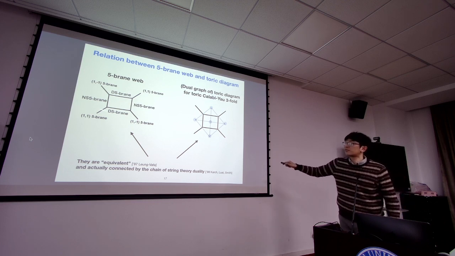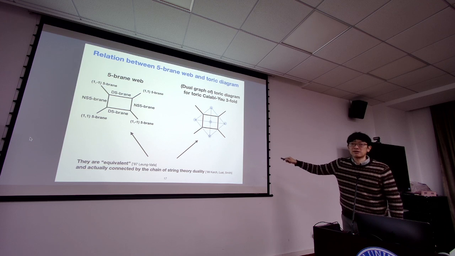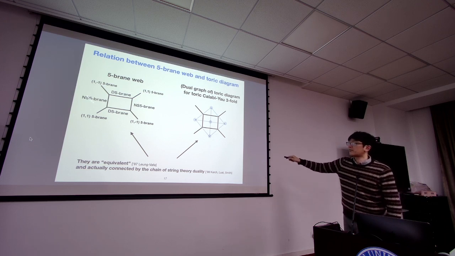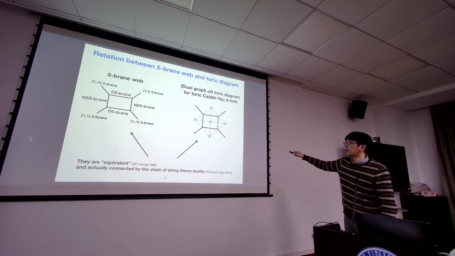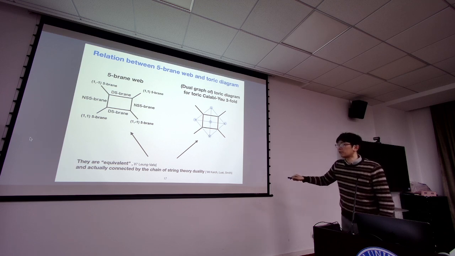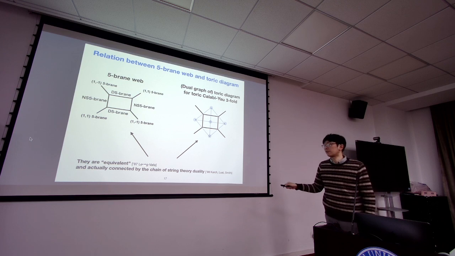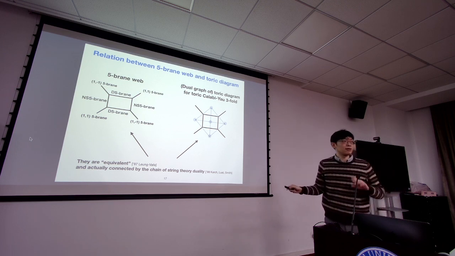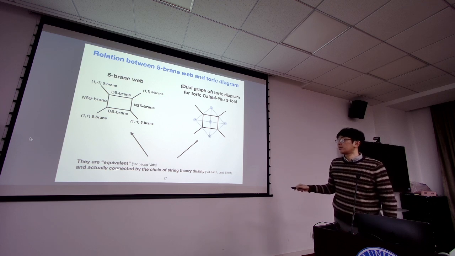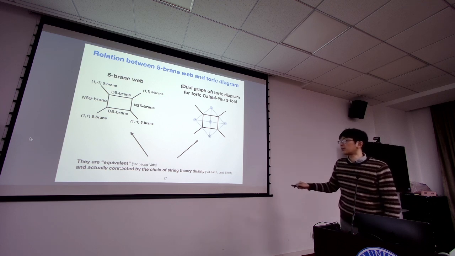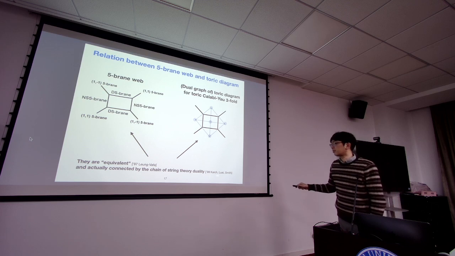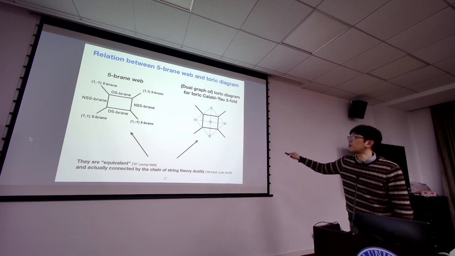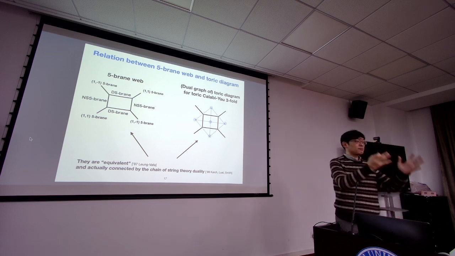but the same shape appears, although the meaning is different, and then this same shape of fibrin web and toric diagram are equivalent. This is a conjecture by Leung and Vafa, and actually for special cases, these two are really connected by the chain of string dualities, which was discussed before. So actually the fibrin web and toric diagram are the same shape.